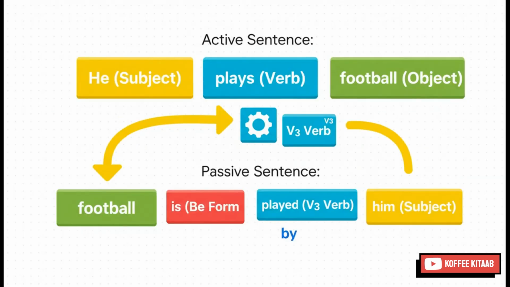Let's see this in action. It makes so much more sense when you see it. In the active sentence, he plays football, he is our subject, football is our object. Now watch the magic. The green football jumps to the front. The yellow he goes to the back and changes to him. And that cyan verb, plays, transforms into is played. That's our third form verb rule working perfectly. See? It's a clean swap. This is the basic pattern we're going to see over and over again.